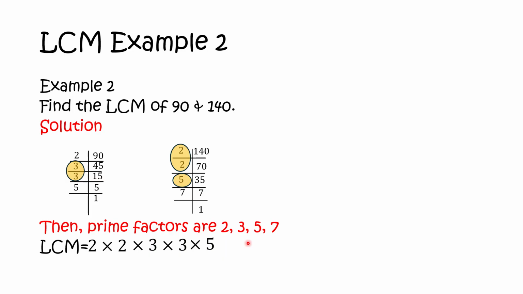We go for the next prime factor, which is a 7. So the 7 appears in 140 and it appears once. So we just select it once, and then we multiply all of our selections to get the answer 1260. I'm sure the process is easy. The steps are easy. Now let's get to example 3.